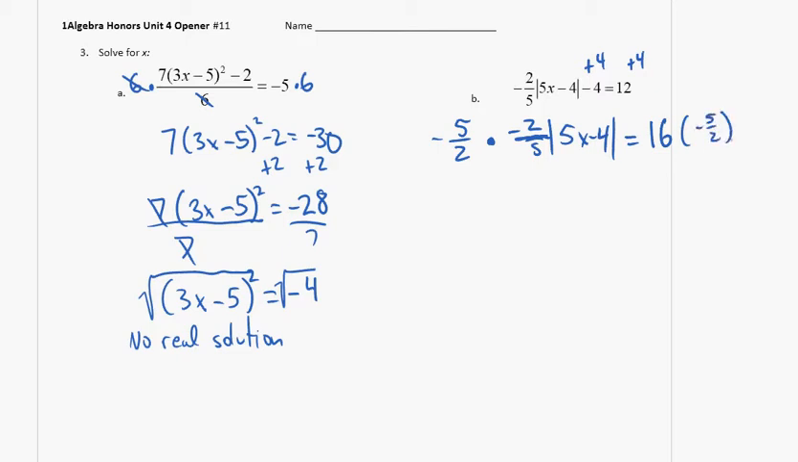And the reason this works is the 5 and the 5 cancel, and the 2 and the 2 cancel, and negative times a negative is a positive, so those really cancel. So you're just left with the absolute value of 5x minus 4 here on the left.